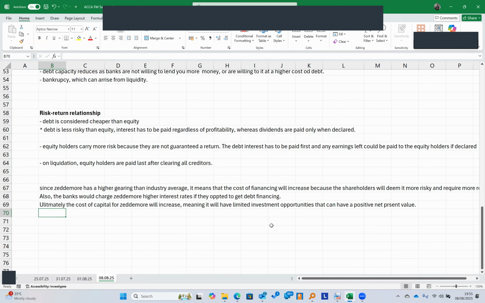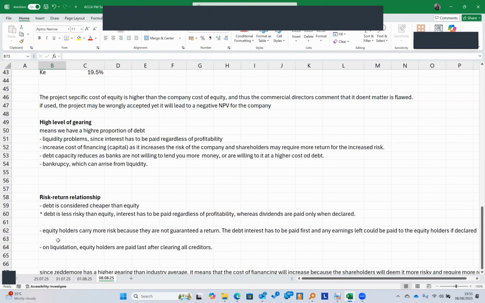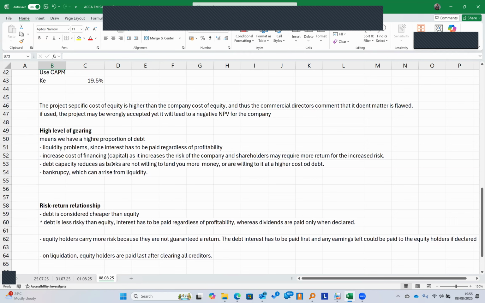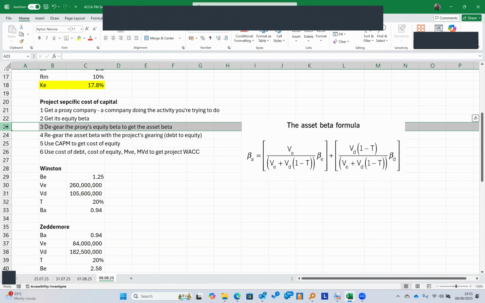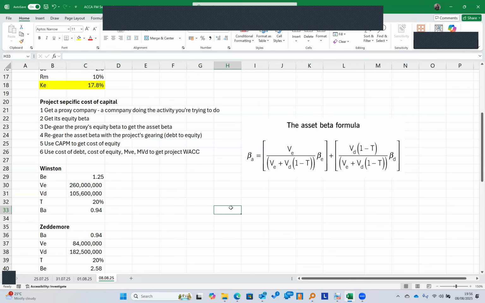Yes. They can even help you further and give you the asset beta. If they give the asset beta, that means they have saved you from having to actually de-gear. This part here, step 3, would have been solved for you, and they give you the asset beta. When they say equity beta, you have to do the step.